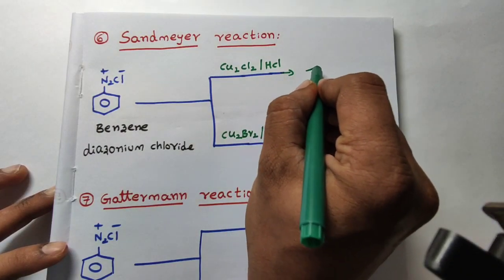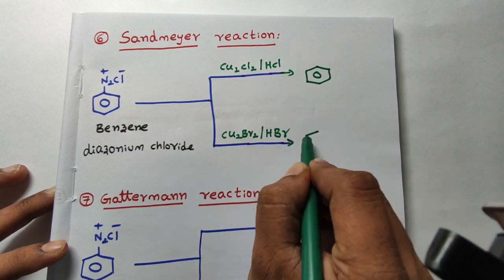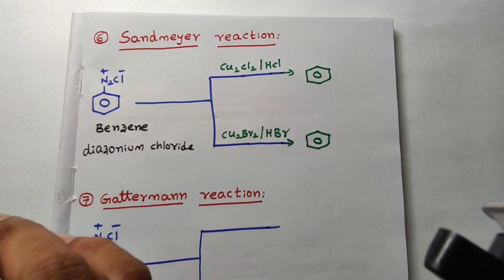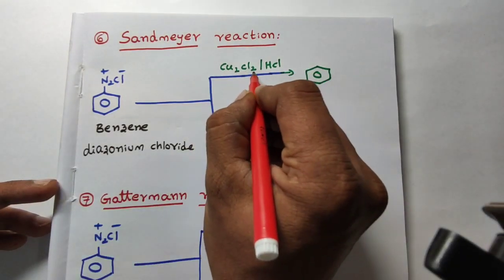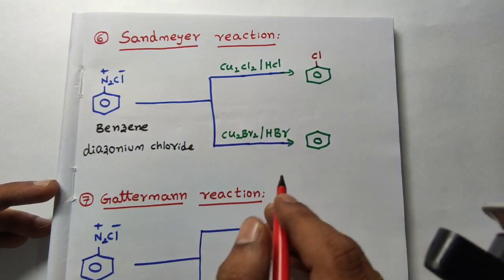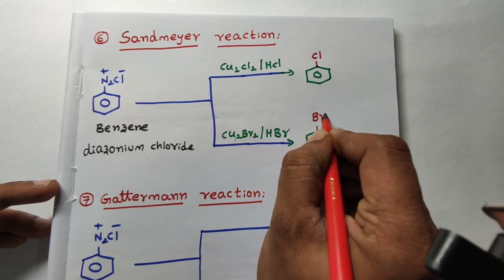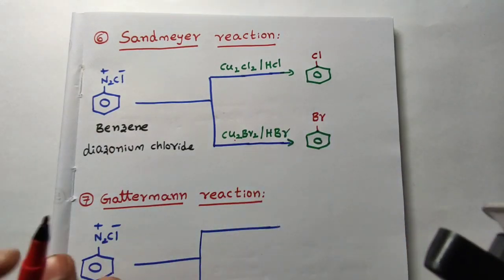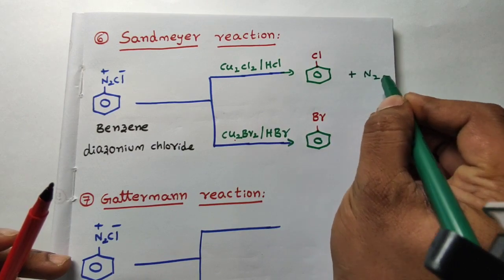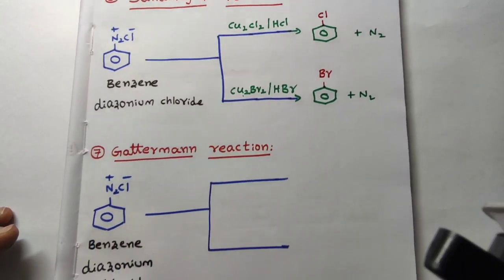So take the benzene ring, both the things. Take the benzene ring, and in the first case, whenever you take cuprous chloride and HCl, chlorine is introduced. Whenever you take cuprous bromide and HBr, bromine is introduced. So chlorobenzene and bromobenzene are formed. And what are the byproducts? Byproducts are nitrogen gas, in both cases nitrogen gas. Got it, right? Now let us take Gattermann reaction.